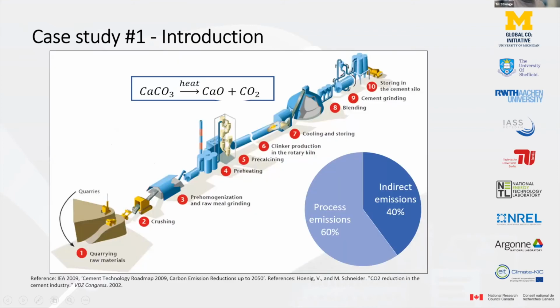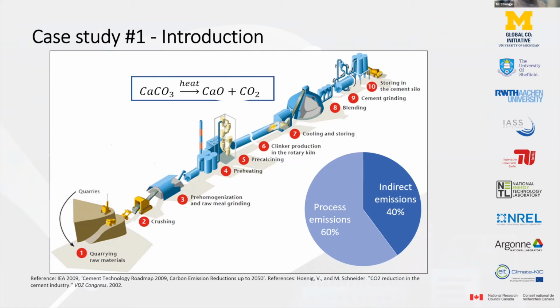Okay, so if we look at the cement production process, this is usually how it's depicted. It starts with acquiring the raw materials, which is usually limestone. Then we have a couple of crushing and pre-treatment steps until we reach a very crucial point, step number 6 here, the clinker production. Here we have a calcination reaction where our limestone is calcinated and CO2 is released. These process-inherent emissions actually make up 60% of the whole process.